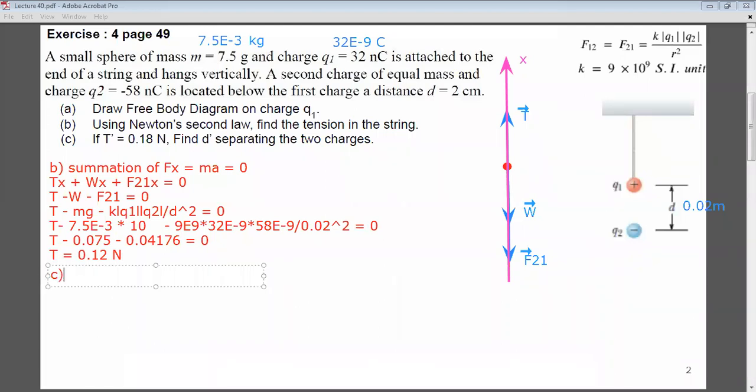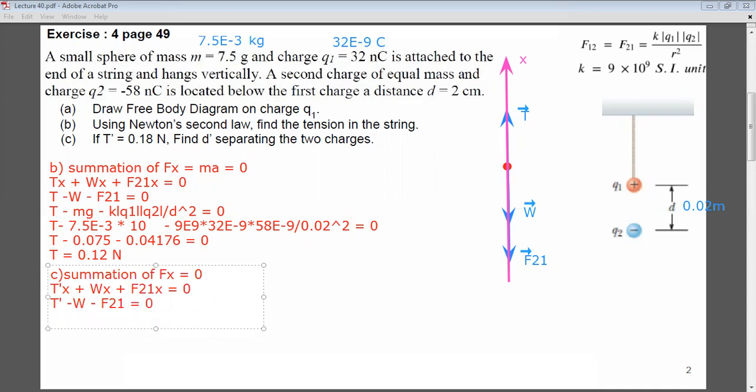Okay. Last part, it says if T prime is equal to 0.18, find d prime. So I will be doing exactly the same thing. I will say the summation of Fx is equal to 0. That is T prime x plus Wx plus F21x equal to 0. The only difference is that now I have T prime. So this is T prime minus W minus F21. This is equal to 0.